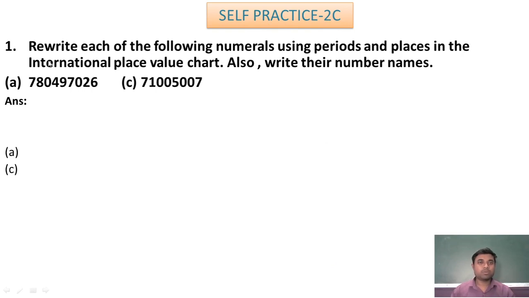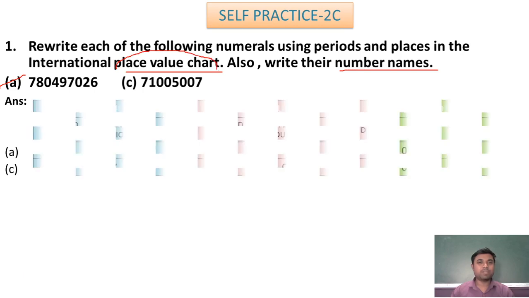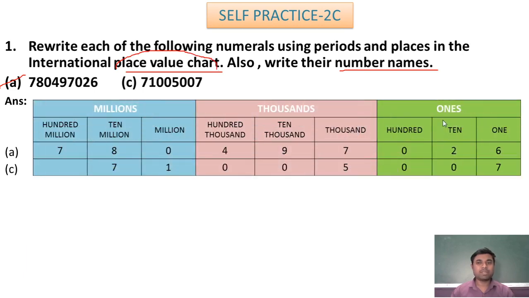Just see from your book, question number 1. Rewrite each of the following numerals using periods and places in the international place value chart. Also write their number names. So question A. First we write the international place value chart. So this is the international place value chart.